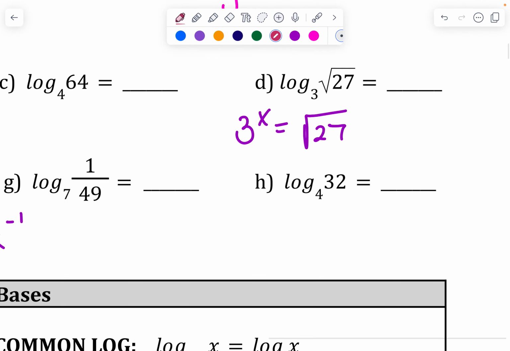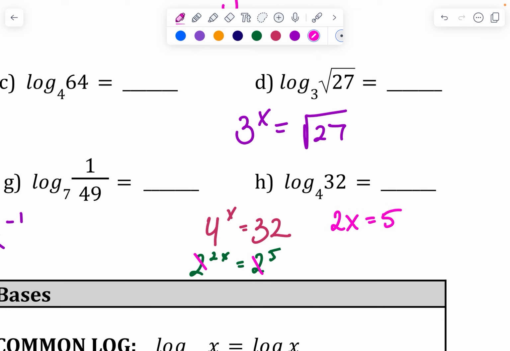Part H, however, is a tough one, so let's try it. So I get 4 to the x power is equal to 32. Now, these might not have the exact same base. I'm going to look at what I could do with the 4. The 4 can become 2 squared. So this becomes 2 squared to the x, or 2 to the power of 2x, is equal to 2 to the 5th power. Same exact thing, same bases. So all I'm really doing is 2x is equal to 5, x is equal to 5/2.